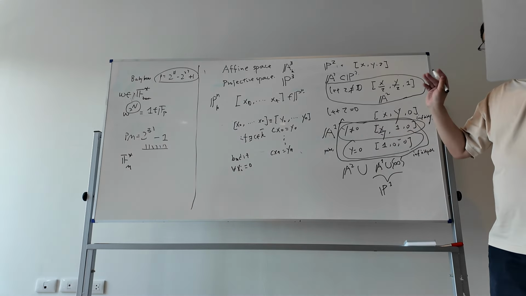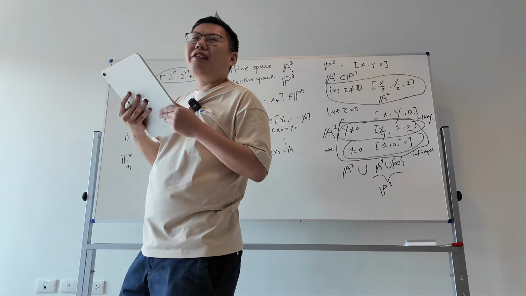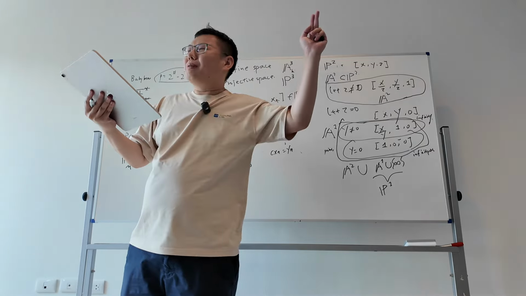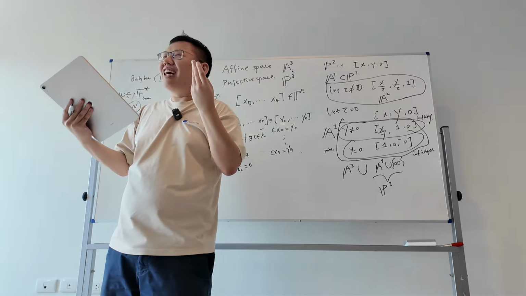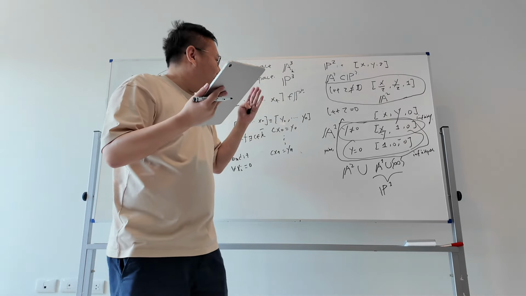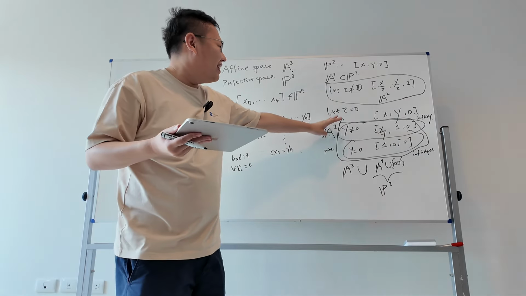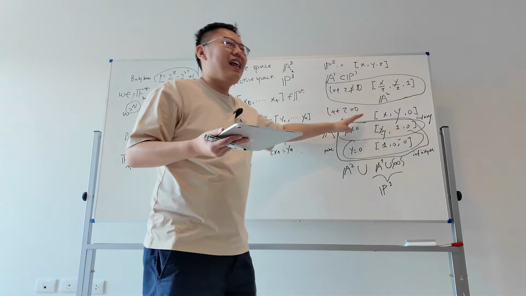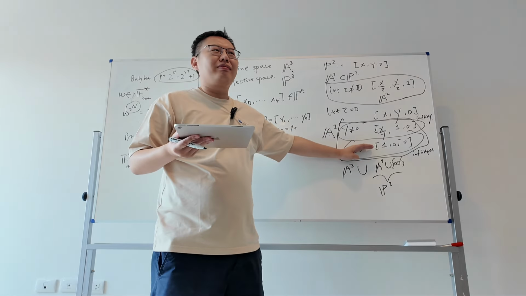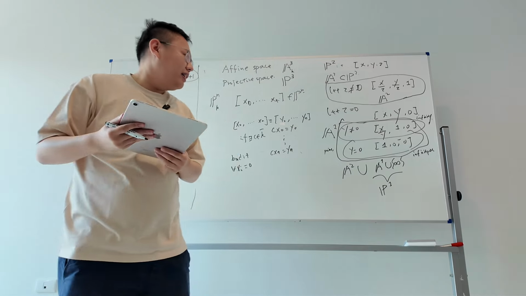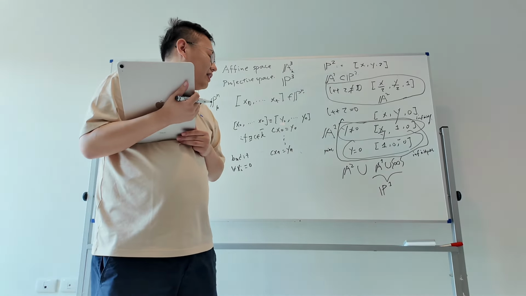And a line, in the general meaning, in an affine space, is a whole one-dimensional space, right? It's R1. That's our intuition about a line. And in projective space, a projective line is P1. This is the whole P1. You have to have this point at infinity. So A2 union with P1 equals P2, right? Yes.